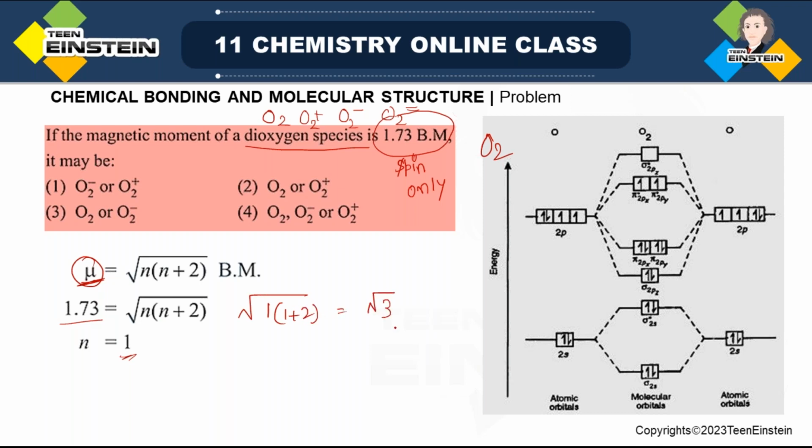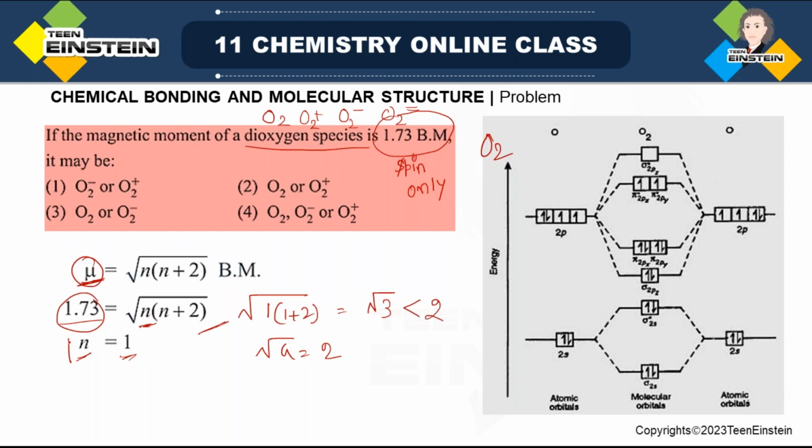Another simple way you can remember this: we know that root 4 is 2. So root 3 must be lesser than 2, right? Even without doing this calculation, you can understand what the value of n should be, because n can only be an integer, a whole number. It cannot be a fraction. So it is either 1, 2, 3, 4 like this. So when it is 1.73 on the left hand side, obviously the value of n cannot be 2. And the next probable value is obviously 1. So you don't have to do any calculation.